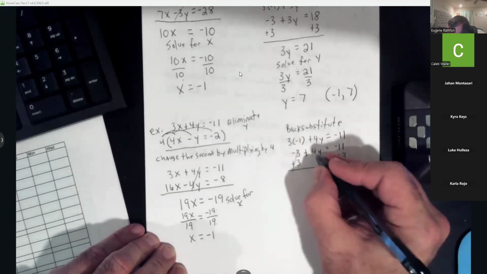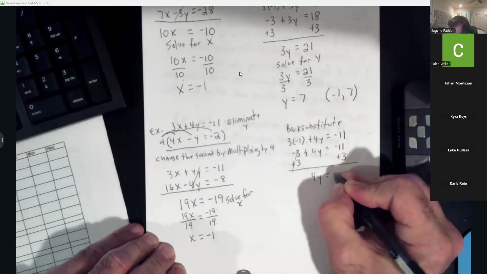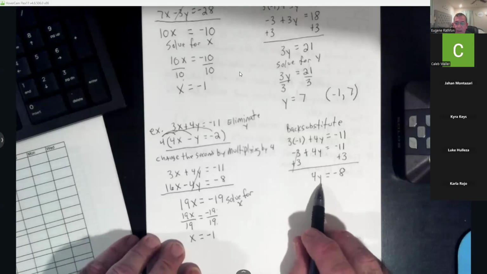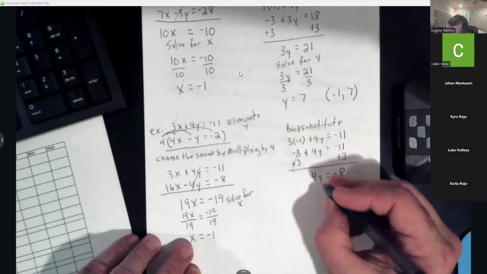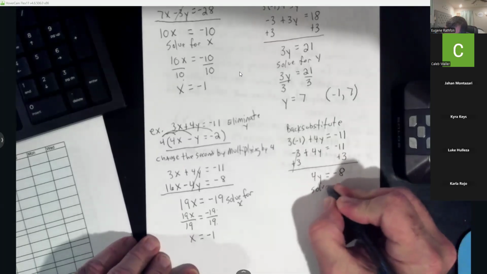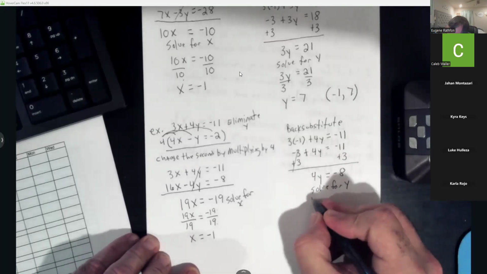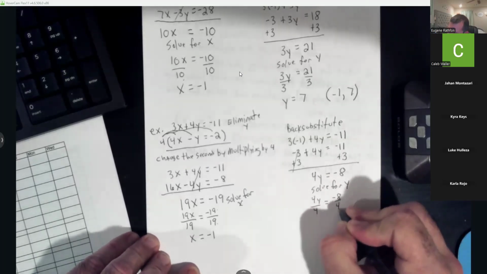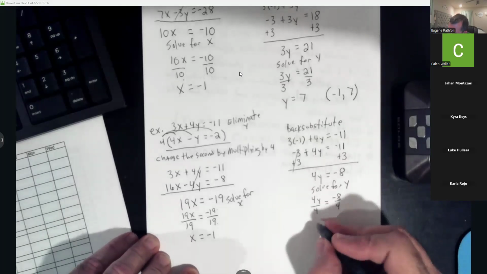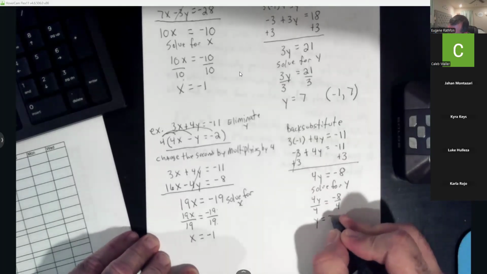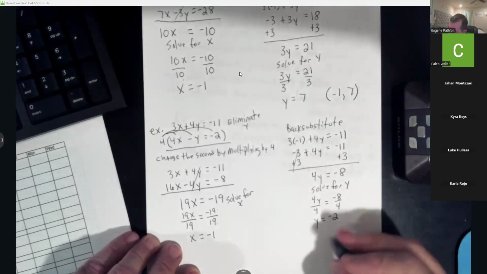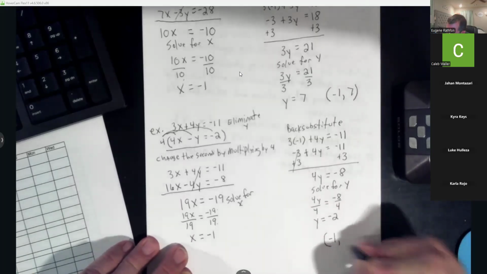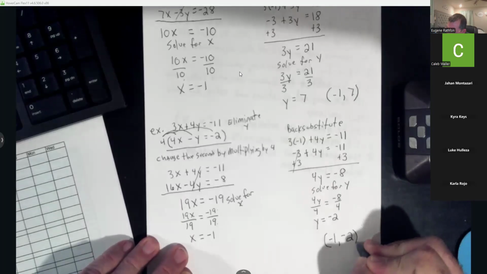All right, so those 3's cancel. I got 4y equals a -8. And y'all look at that. All I got to do now is divide by 4 on each side to solve for that y. So 4y divided by 4 will equal my -8 divided by 4. So that's going to give me 1y equals -2. So for my answer, x was -1, y was -2.